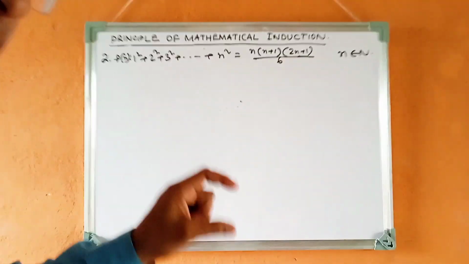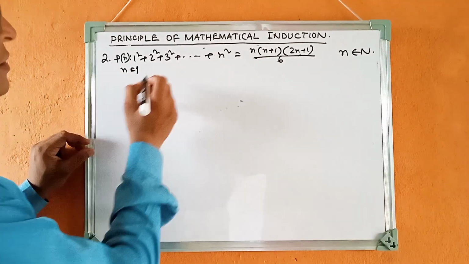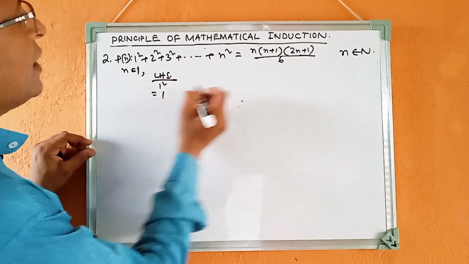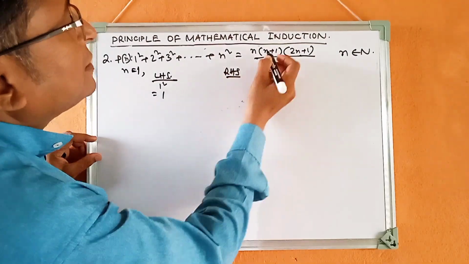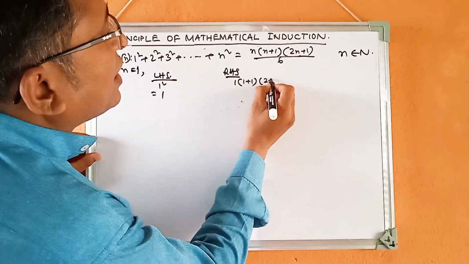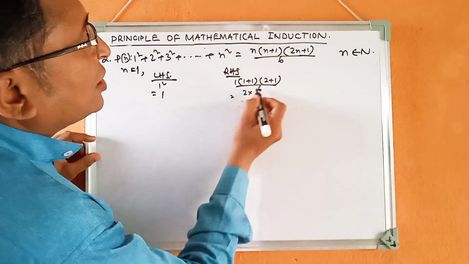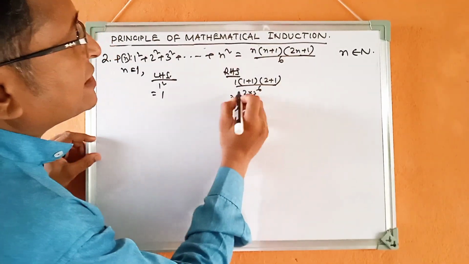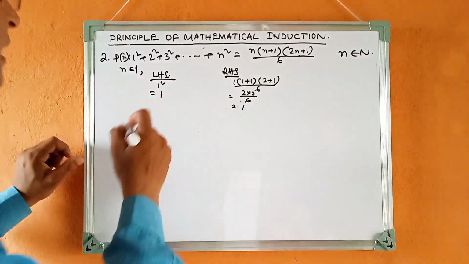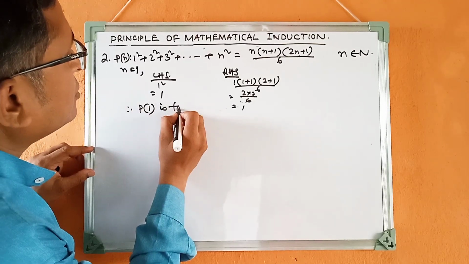Same, first put n equal to 1. So we get LHS 1 square, that is 1, RHS 1 into 1 plus 1 into 2 plus 1 divided by 6. So 1 plus 1 is 2, 2 plus 1 is 3, divided by 6. 3 into 2 is 6, 6 by 6, that is 1. Clear everyone? So LHS equals RHS. So we can write P1 is true.